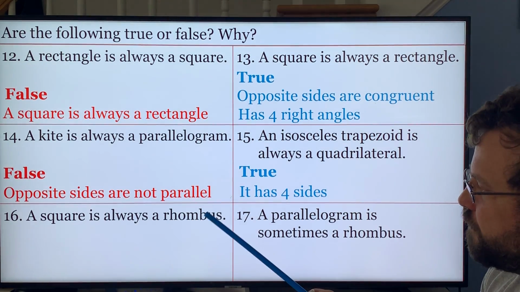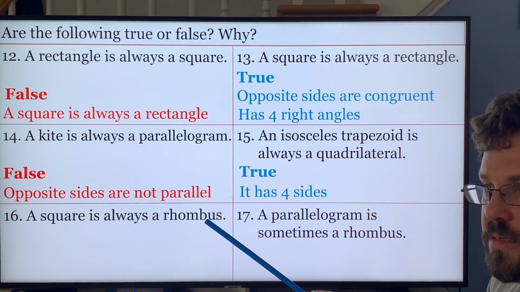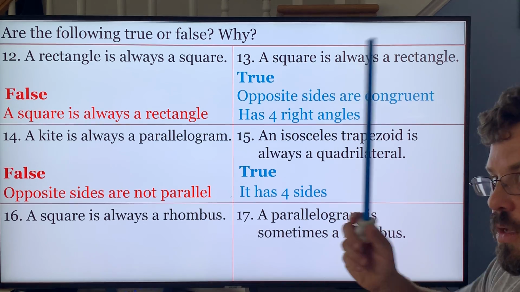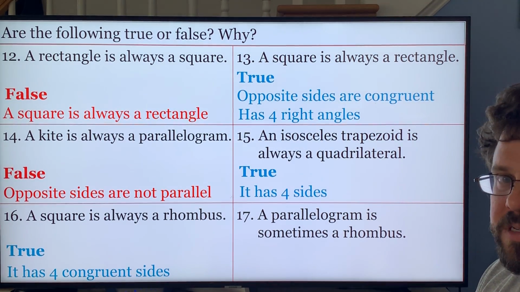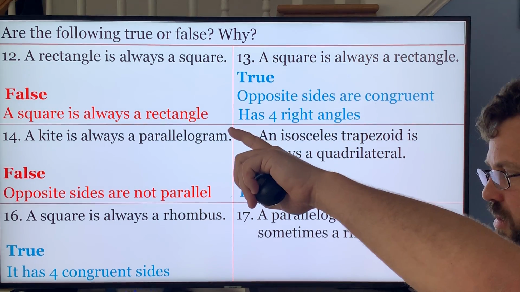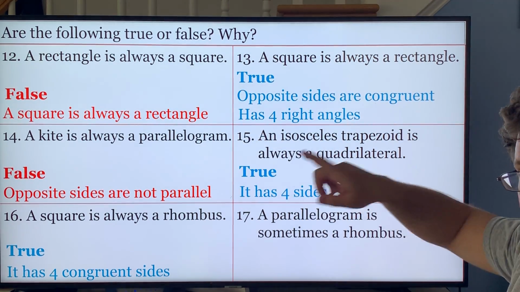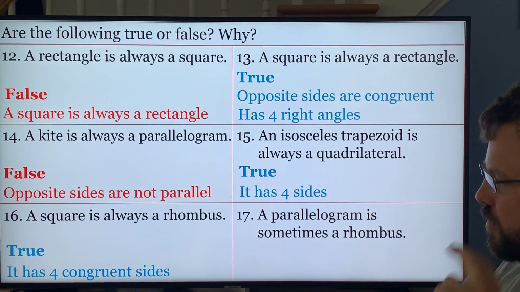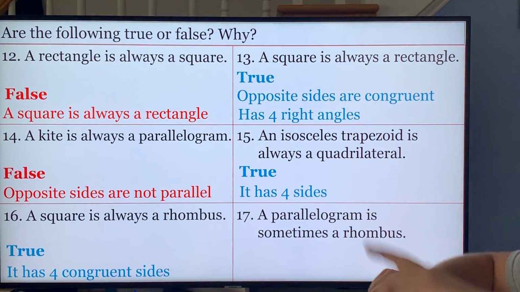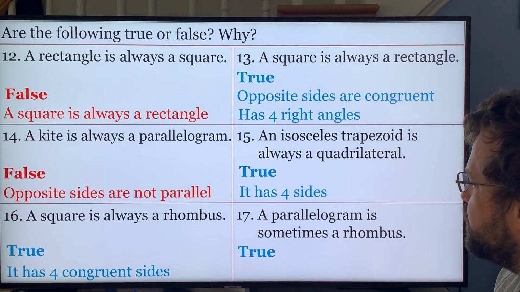Is a square always a rhombus? True. Now the reason it's true is a square has 4 congruent sides. So that means the opposite sides are congruent and all 4 are congruent to each other just like a rhombus is. I mean the opposite sides are parallel. Okay? Opposite angles are congruent as well. They just all happen to be congruent to each other.